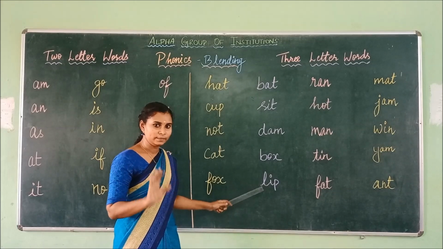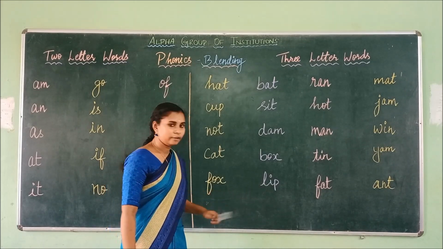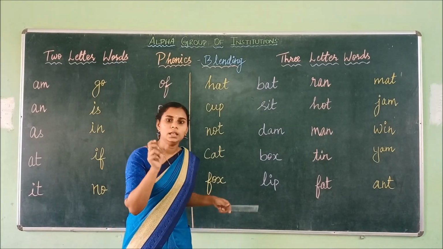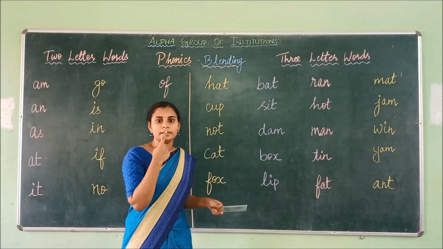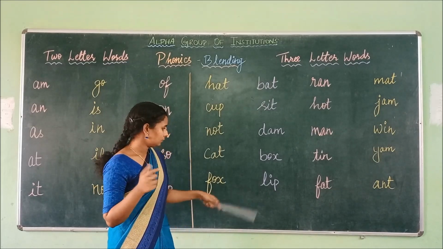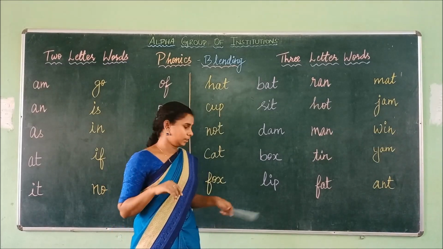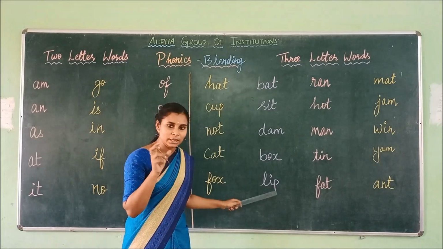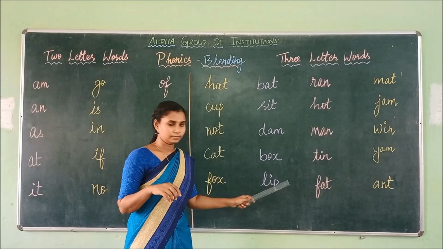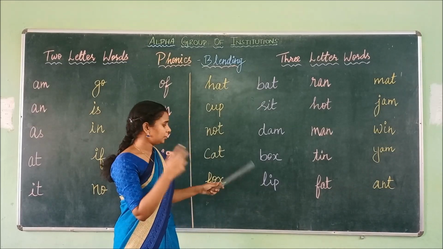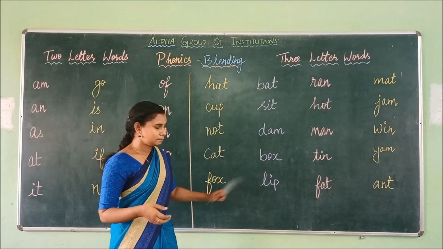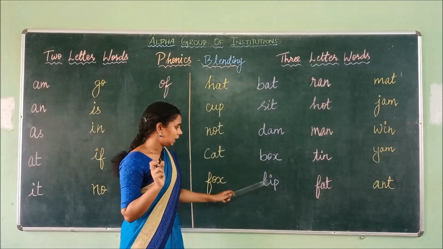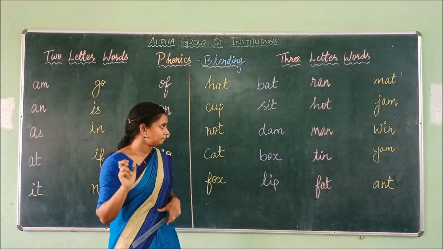Next word, L, I, P. This is how we read it with the letters. What is the sound of L? L sounds L. Your tongue should touch the upper teeth. L, L. I sounds E. P sounds P. When you blend this together, it becomes lip. L, E, P. Lip. Very good.